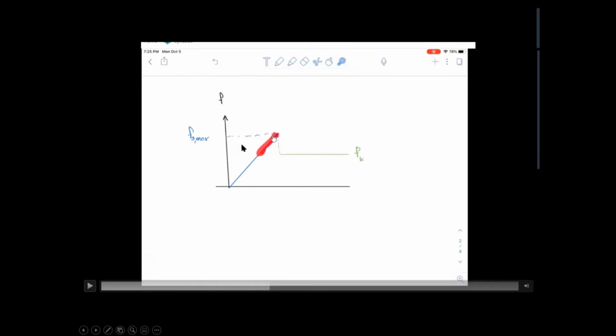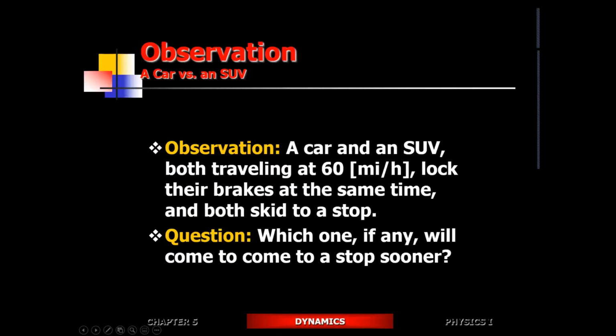All right, so what the anti-lock brake system does, it just pumps the brakes within this region like 18 times per second, trying to increase the average static frictional force. All right, so as long as the average static frictional force is larger than the sliding or kinetic friction, this vehicle is going to come to a stop sooner. All right, so that's the meaning of it.